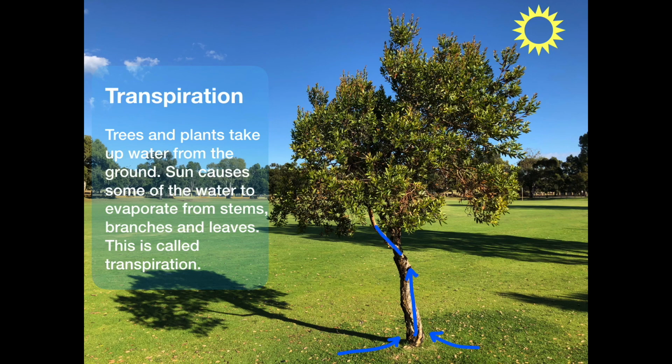And this is what it looks like. Transpiration. Trees and plants take up water from the ground. Sun causes some of the water to evaporate from stems, branches and leaves. This is called transpiration.